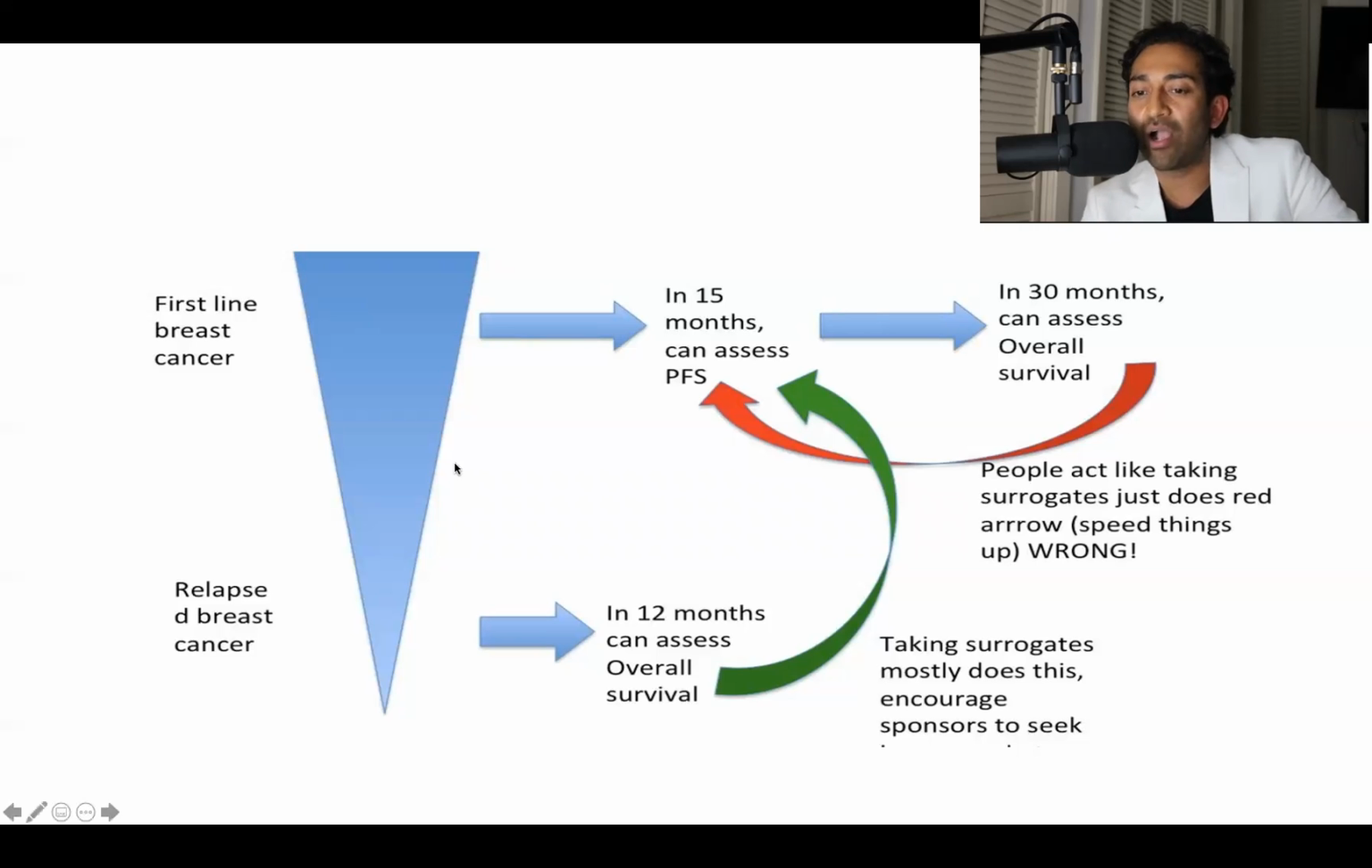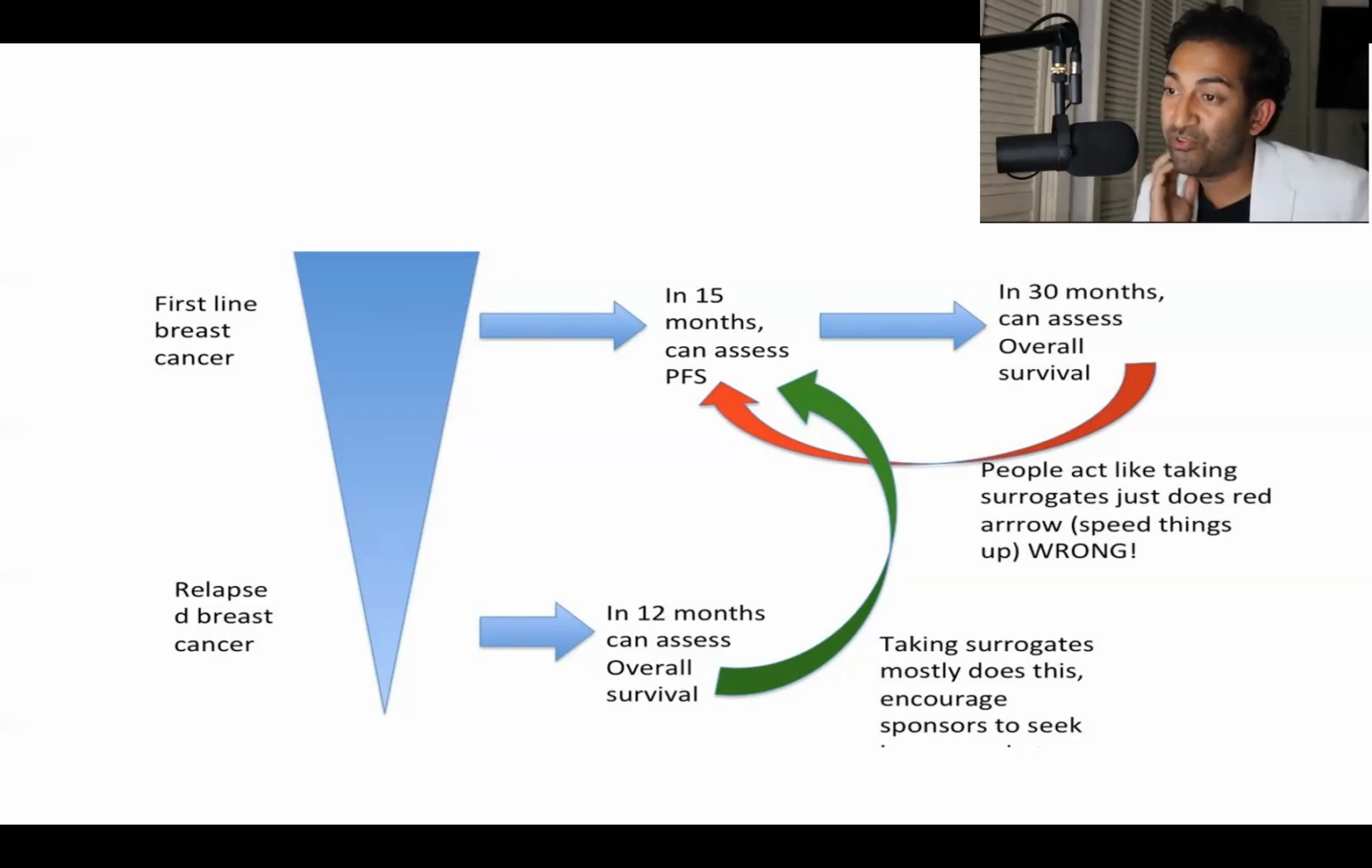So imagine a drug company in a world without surrogates. In a world without surrogates, a drug company's got a new drug in breast cancer. They want to go in the relapse breast cancer setting because the FDA ain't accepting surrogates, and they want to show you they have an OS benefit in 12 months. This is in the world where we don't accept surrogate endpoints. What people think and what people do is different.